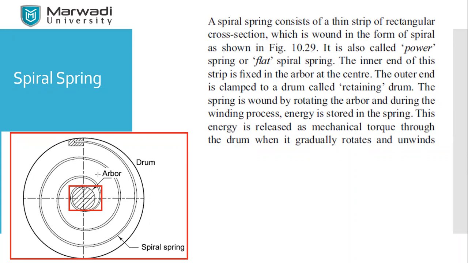And we have one outer end. You can see this outer end, which is clamped to a drum, which we can call a retaining drum. The spring is wound by rotating the arbor, and during the winding process, energy is stored in the spring. This energy is released as mechanical torque through the drum when it is gradually rotated and unwinds. So this is how the entire working of the spiral spring happens.